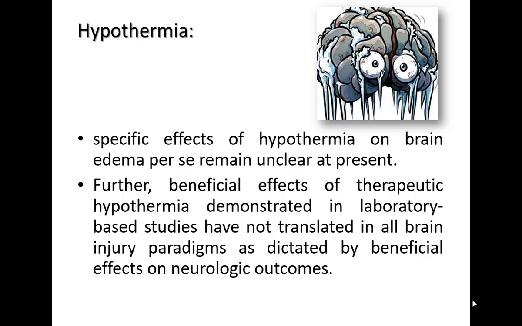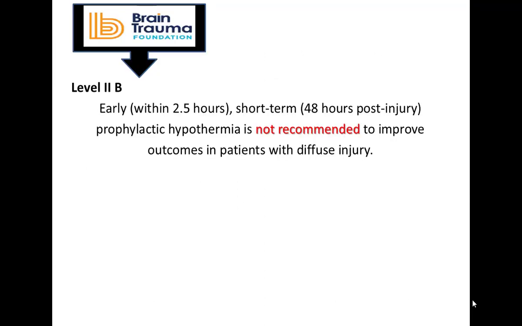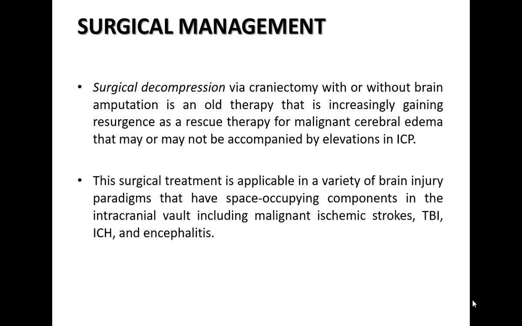Hypothermia: the specific effects of hypothermia are still unclear. Beneficial effects of therapeutic hypothermia demonstrated in lab-based studies have not translated in all brain injuries into beneficial effects on neurological outcomes. The Eurotherm trial, where they kept the temperature from 32 to 35, had to be terminated early. The treatment group had a lower Glasgow Outcome Scale. So early short-term prophylactic hypothermia is not recommended to improve patient outcomes in diffuse injury.